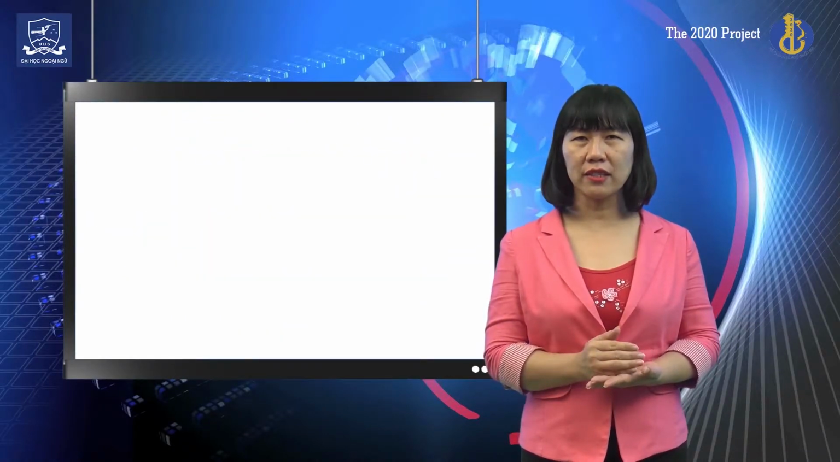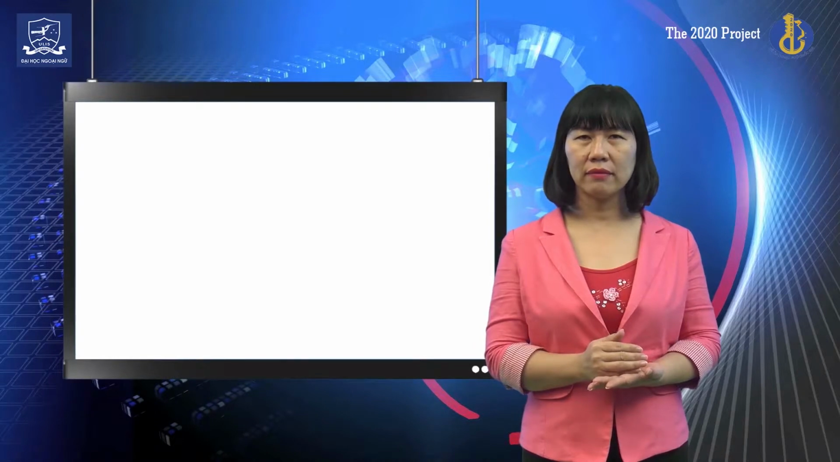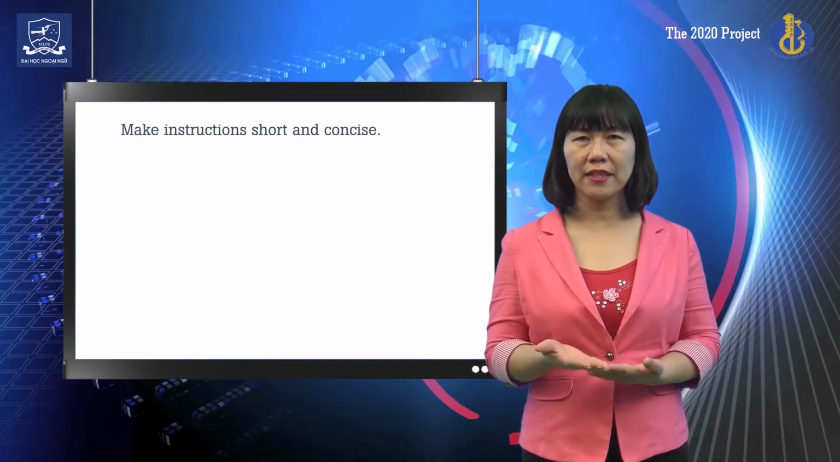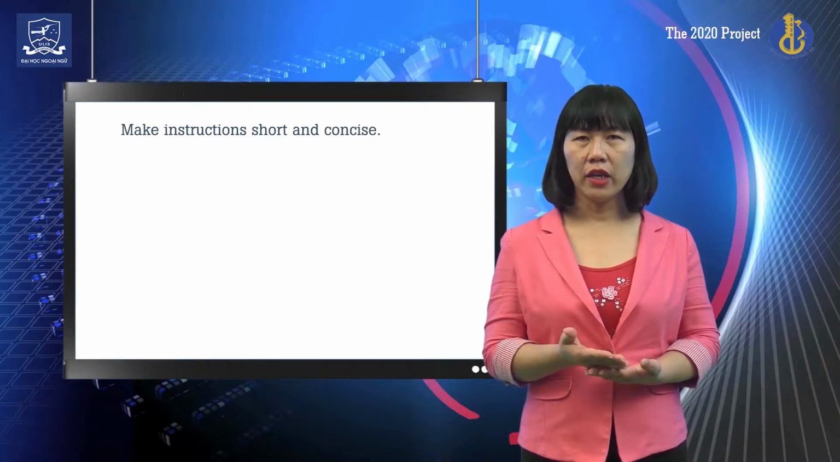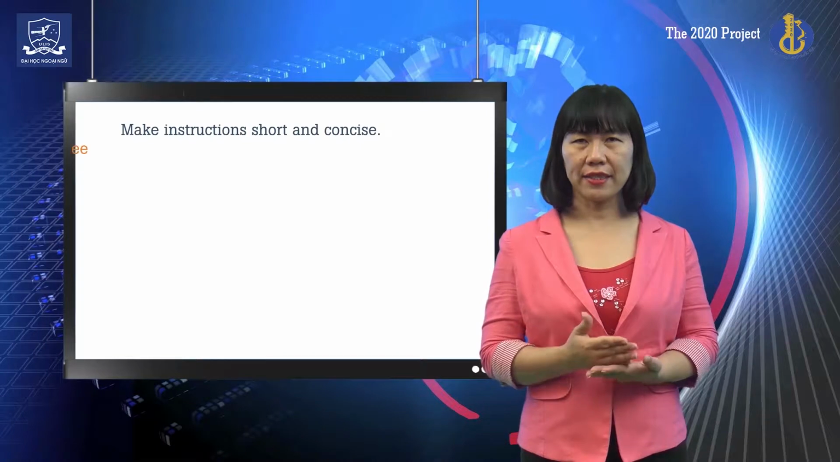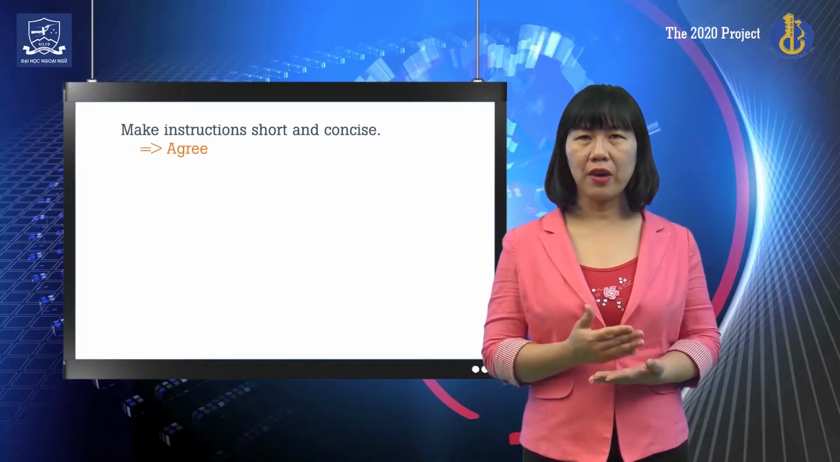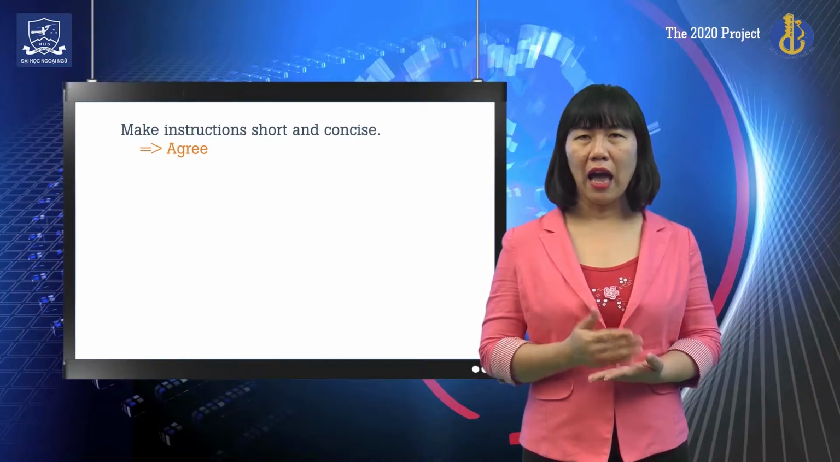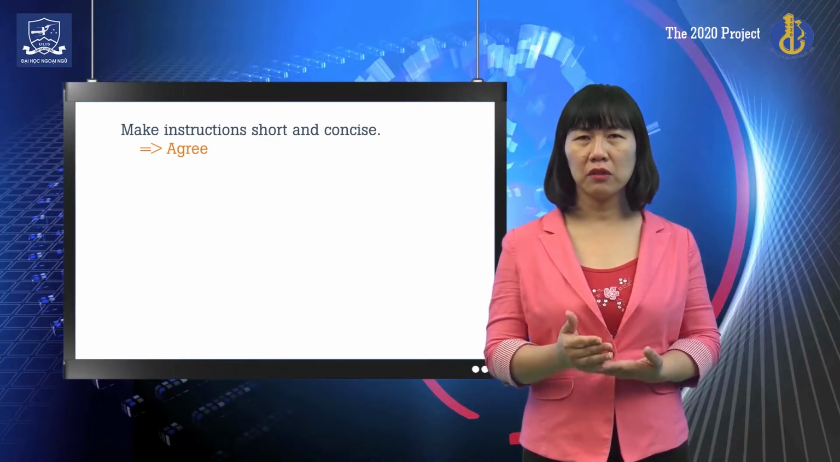Okay, let us check one sentence by one. Making instructions short and concise. That means you use short, important, or exact words to express. Do you all agree? Yes. We do not beat around the bush, but give the instruction directly. For example, open your book. We do not say, I want you to open your book.